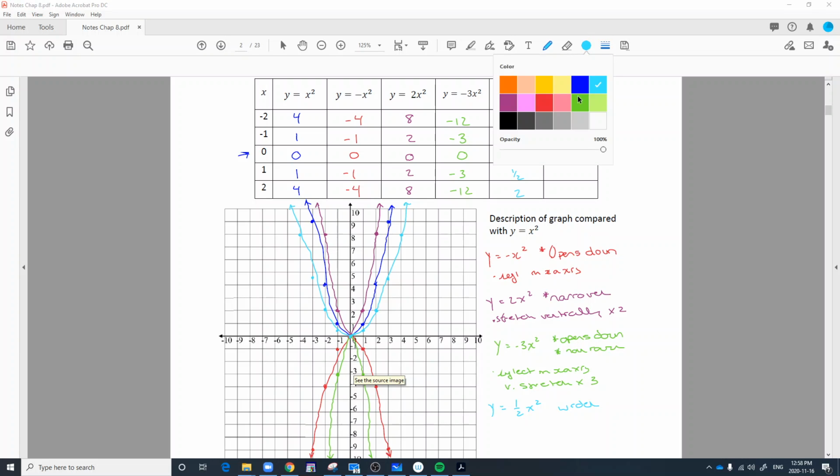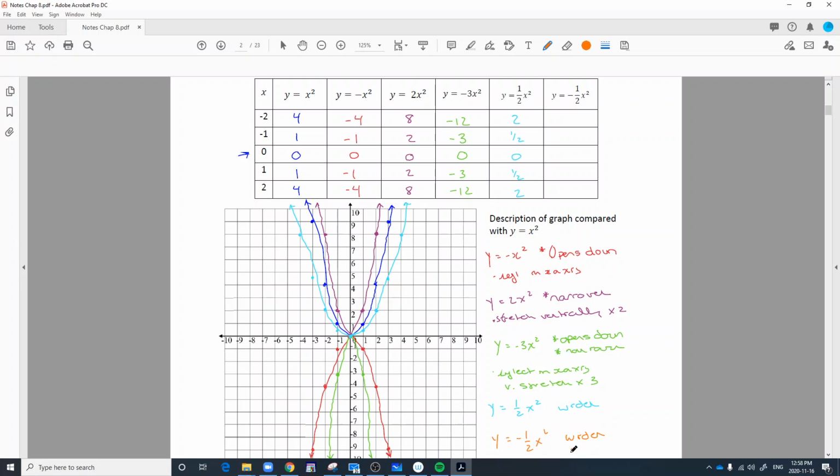Last graph, when we're looking at this one here, let's pick orange. We've got y equals -1/2 x squared. So how is that going to compare to this graph? What's going to be the biggest difference between y equals 1/2 x squared and y equals -1/2 x squared? It's still going to be wider, but it's going to open down. So I'm going to start at that vertex of 0, 0, and then instead of going 1/2, I'm going to go -1/2, negative 2, negative a half, negative 2.